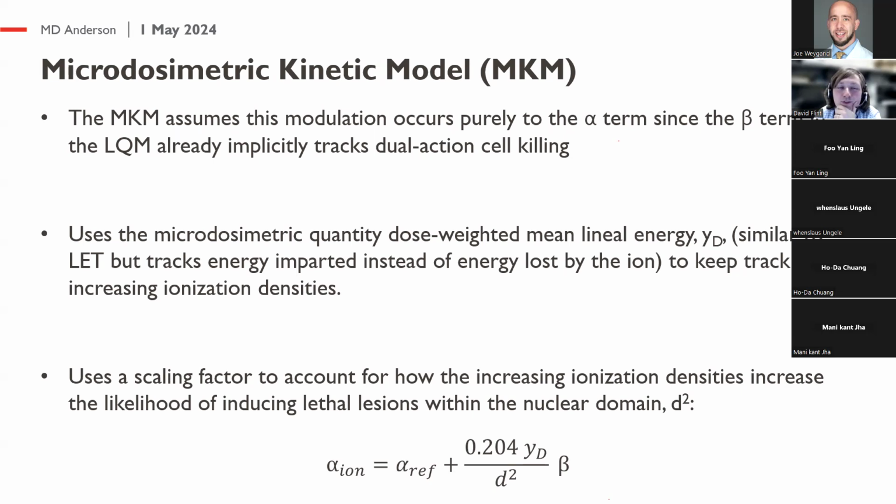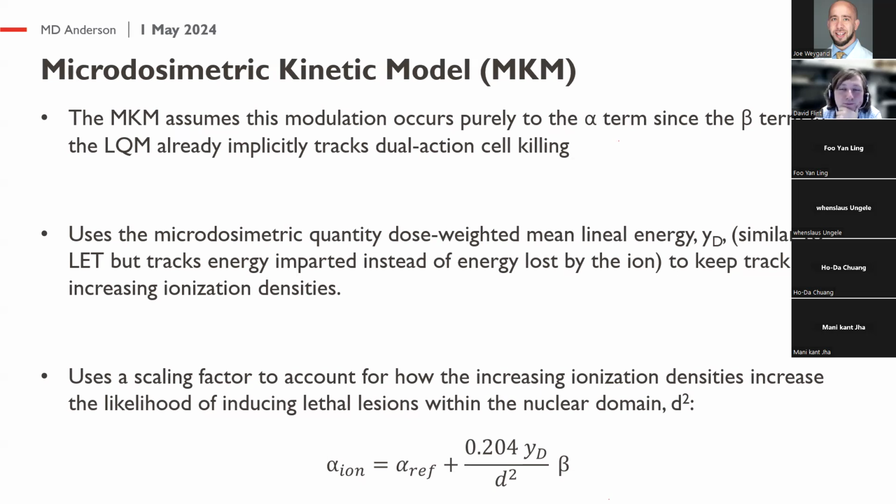So what this model then does is it uses a simple scaling factor, this 0.204 here, to relate changes in ionization density, which is parameterized in terms of YD, over the nuclear domain, which in this case is D. And it's using the probability of dual action cell kill, beta, to give an indication of that.